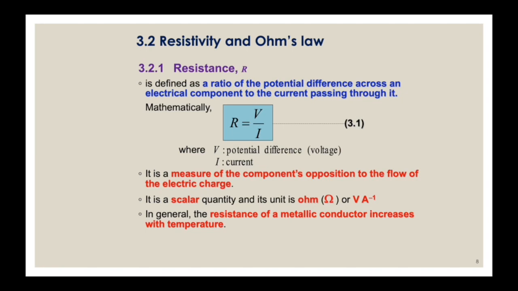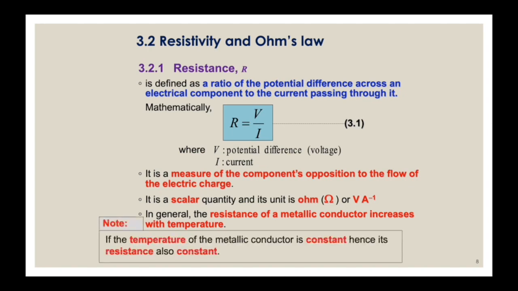In general, the resistance of a metallic conductor increases with temperature. If we have a simple circuit and we leave it for a long time, the wire or the bulb will produce heat. When the temperature increases, the resistance of the metal wire will increase as well. But if the temperature of the metallic conductor or wire is constant, then its resistance is also constant.